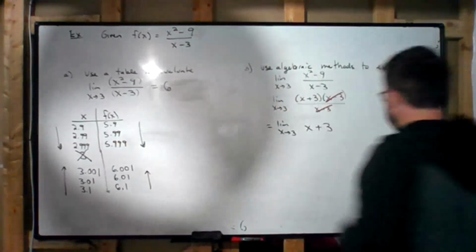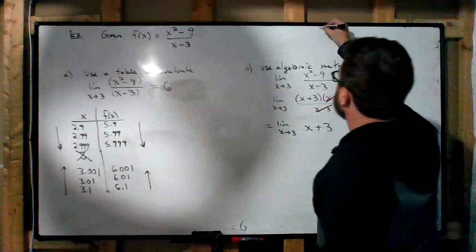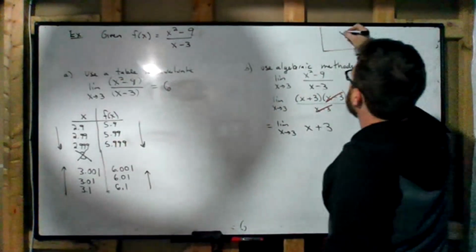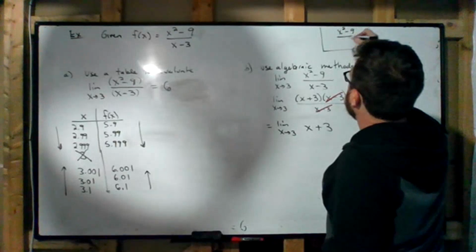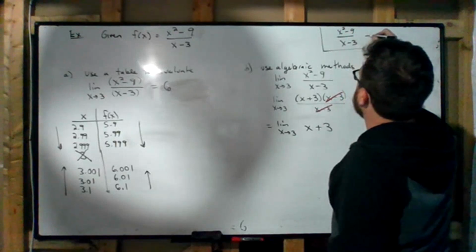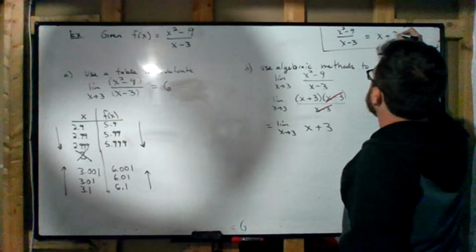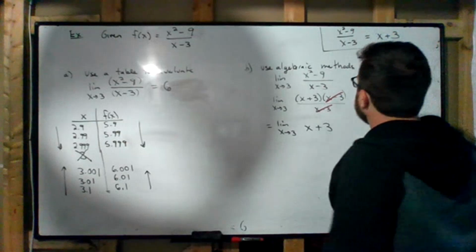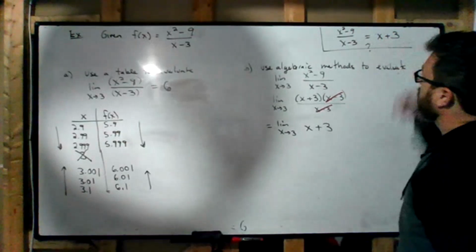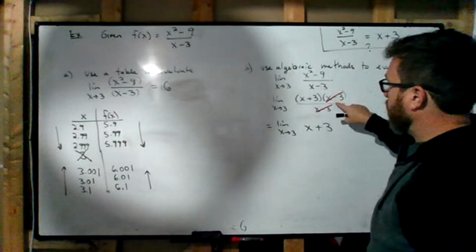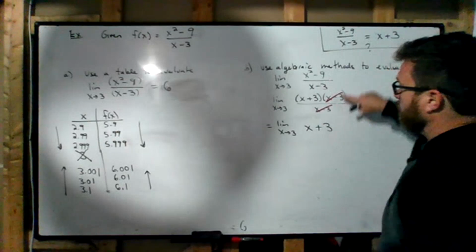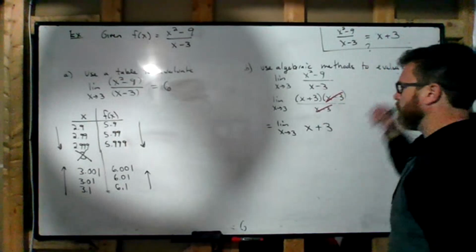So here's a quick question. I'm going to put it up here. Does x squared minus 9 all over x minus 3 actually equal x plus 3? Are those things actually equal? This simplified to this, which simplified to this. So are those two things equal? We'll get to it in a minute.